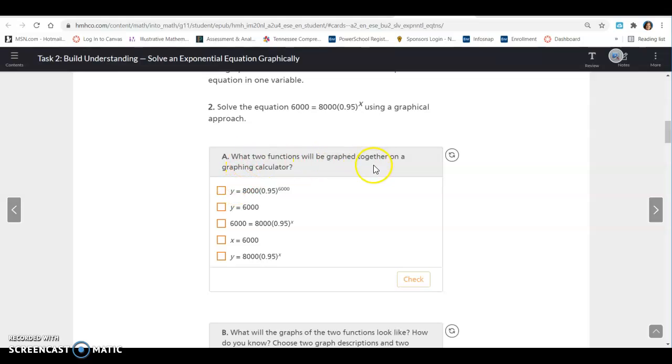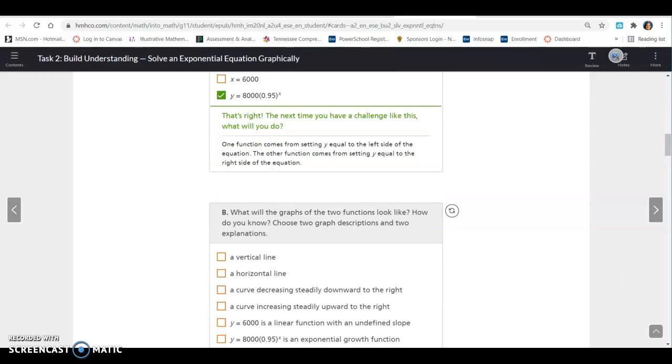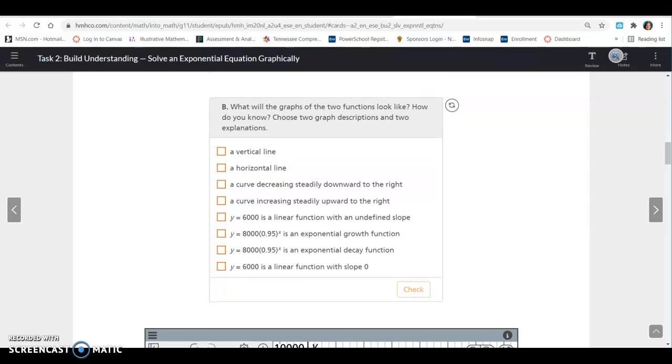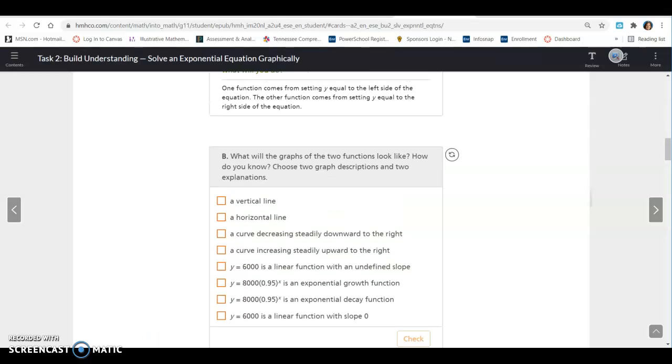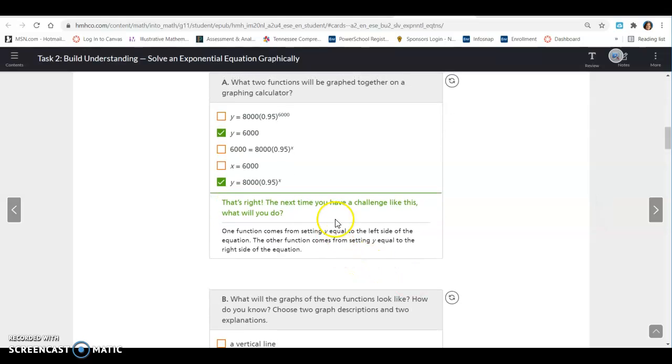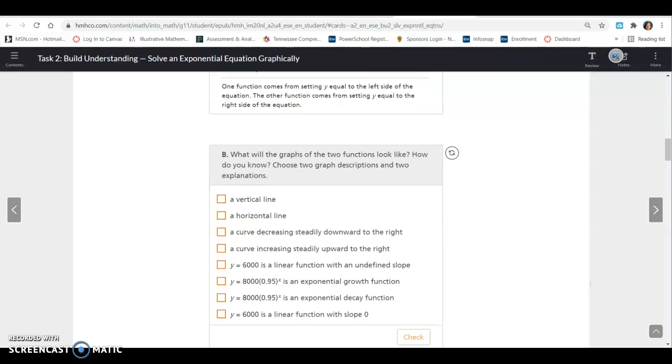So it says what two functions will be graphed together on the graphing calculator. So y equals 6,000 and y equals 8,000 times 0.95 raised to the x power. What will the graphs of the two functions look like? How do you know? Choose two graph descriptions and two explanations. All right, so we know that y equals 6,000 is a horizontal line, and we know this one is exponential decay. So it's going to be a curve that's going down, approaching 0 as it goes towards positive infinity.